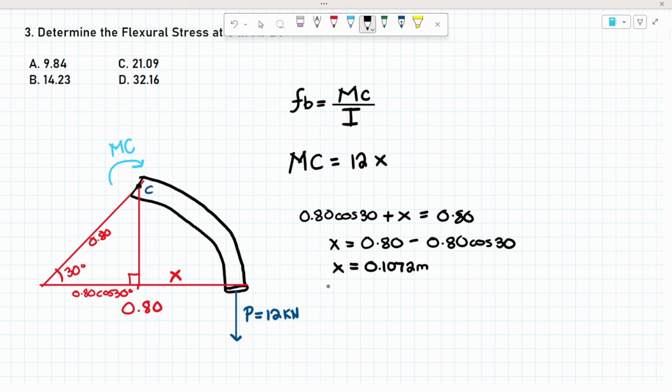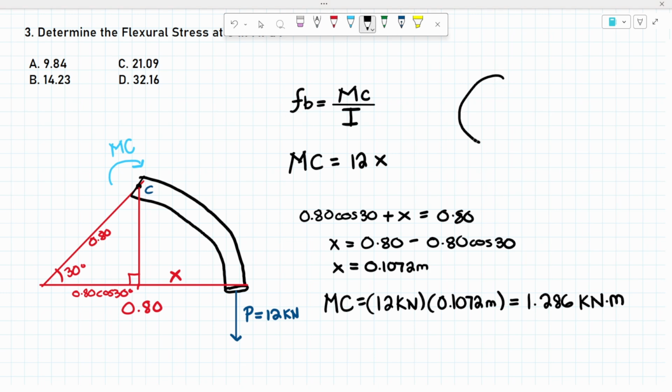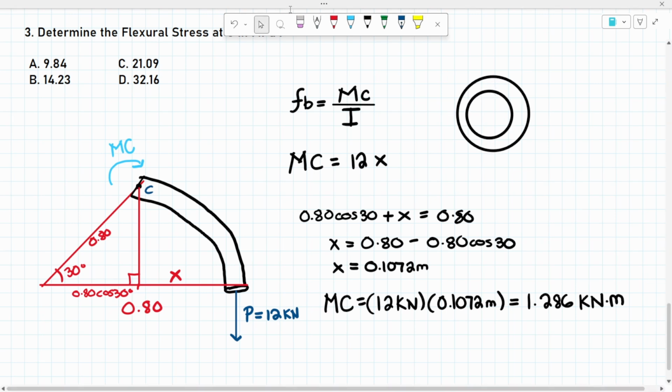Okay. Now we can solve for MC. That is 12 kilonewtons multiplied by 0.1072 meters. This is equal to 1.286 kilonewton meter. Right? We now have the value of your moment at C. We can now solve for FB. So in small letter C, again, that is the distance from the neutral axis to the extreme fiber of the cross section.